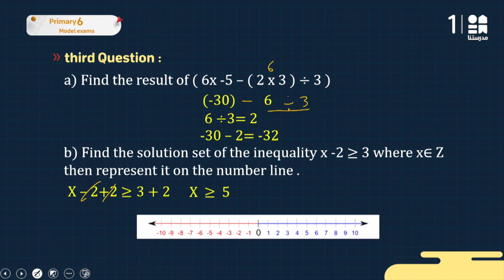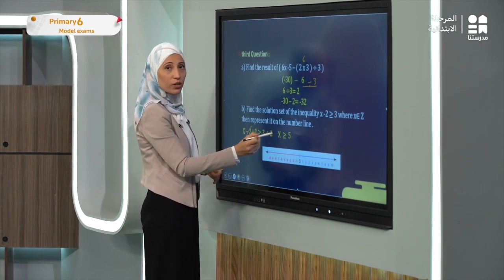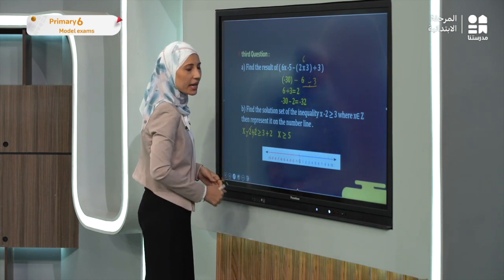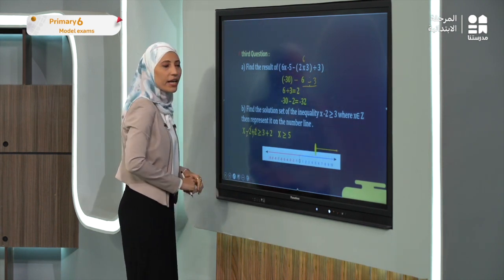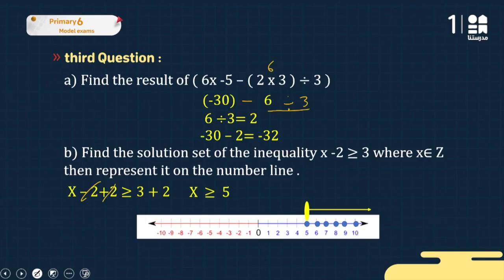Here he told me that the value of x is supposed to be 5 or greater than 5. Greater than 5 means 6, 7, 8 and so on. So is it moving to the positive direction or the negative direction? It's moving to the right, to the positive direction, of course. I will put my point at 5, because it is greater than or equal to 5. Drawing a ray moving to the right side, to the positive direction, starting from 5 in the direction of the positive integers.